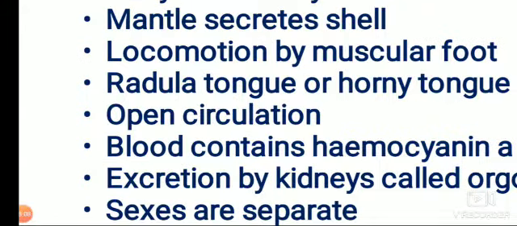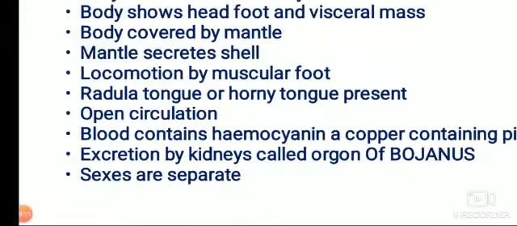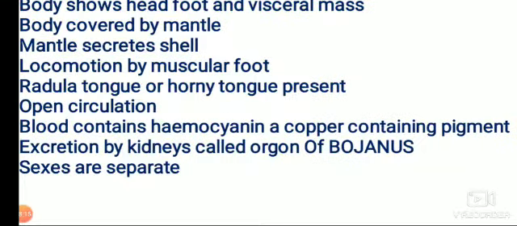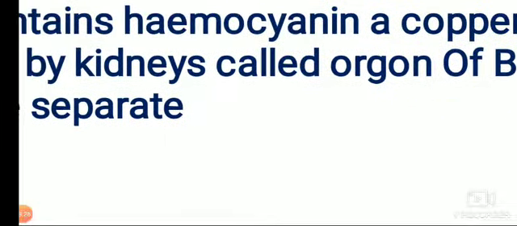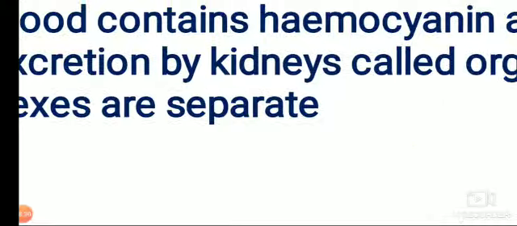Open circulation means blood comes out of the blood vessel. Blood contains hemocyanin, a copper-containing pigment, so blood is blue. Excretion is by kidneys, and the kidney of molluscans is called the organ of Bojanus. You have to remember this word, organ of Bojanus. Multiple choice question. Sexes are separate, means they are unisexual.